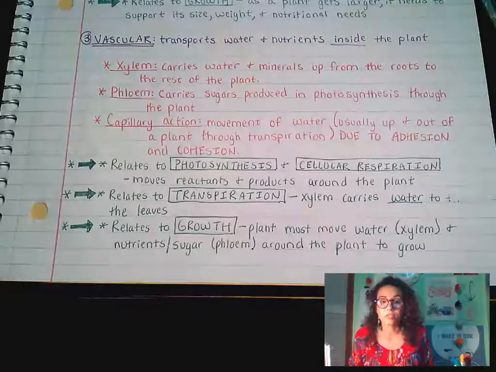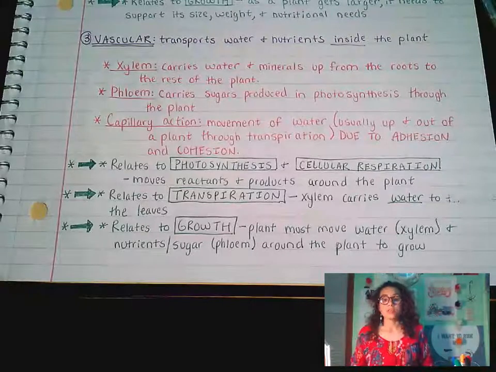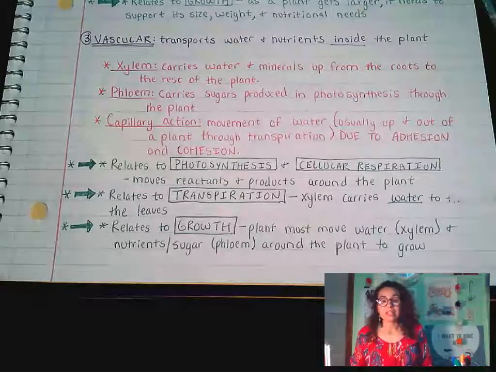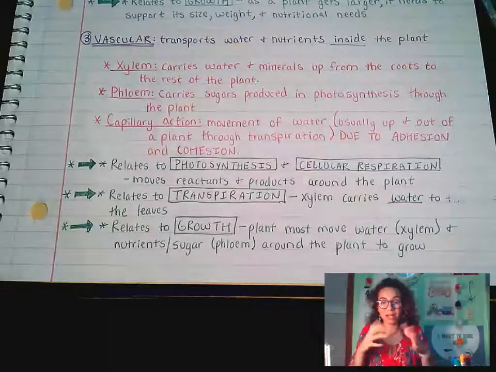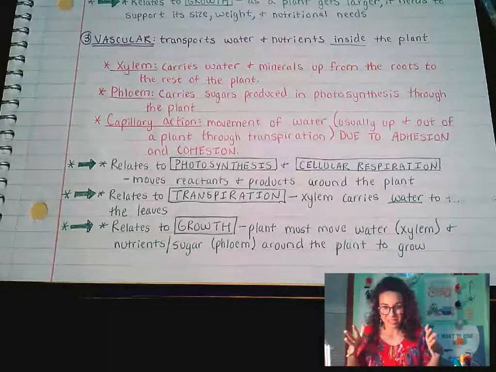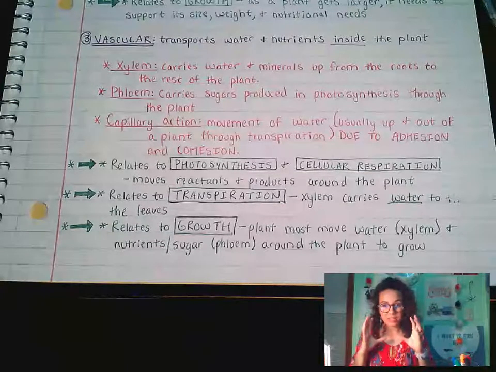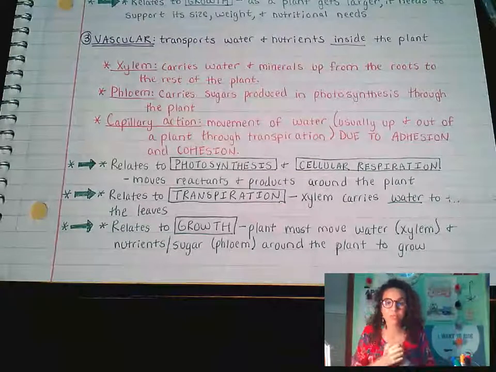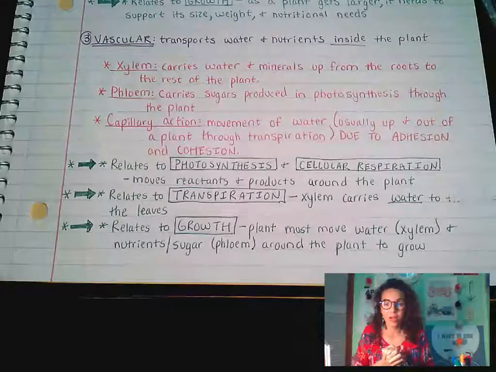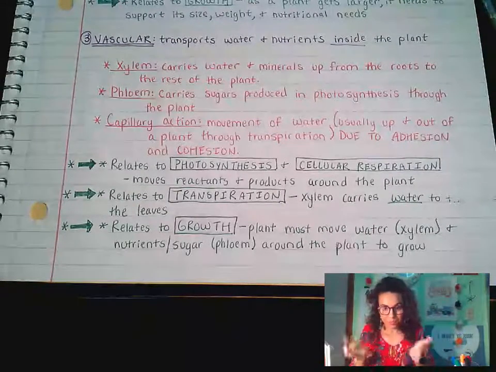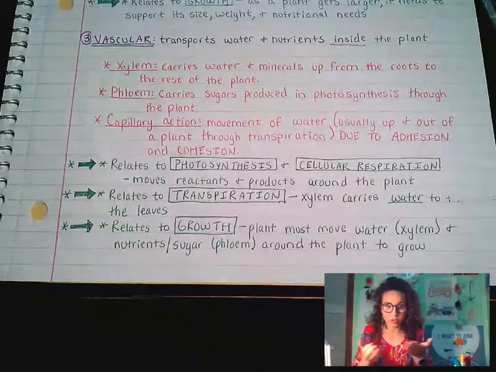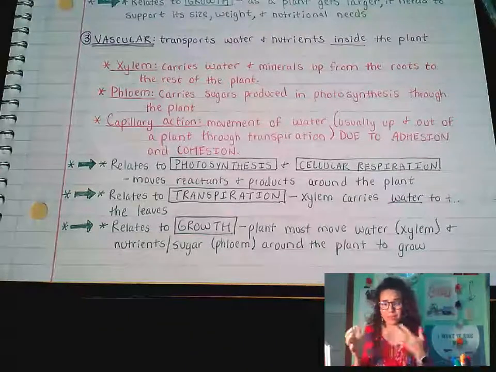Vascular tissues relate to transpiration. So when the xylem carries the water to the leaves, it carries it so that it can be expelled or let out of the leaves when the stomata open based on the guard cells. And it relates to growth, lastly. The plant must move that water. The xylem moves the water and the phloem moves the nutrients and sugar around the plant to grow.